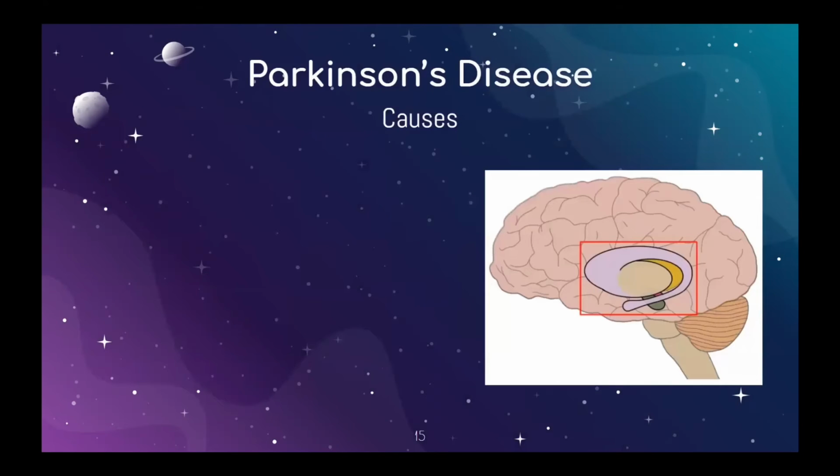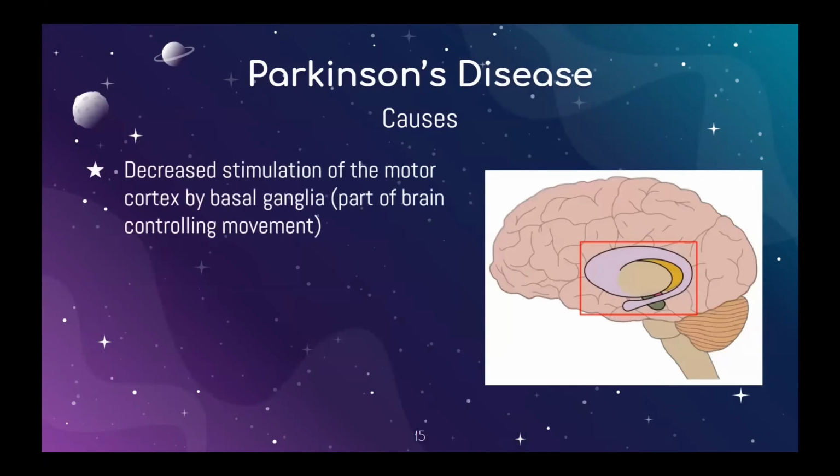Now let's consider the causes of Parkinson's disease. One cause of the disease is a decreased stimulation of the motor cortex by the basal ganglia. As you can see in the picture of the brain, the middle region is where the basal ganglia is located, and it is responsible for controlling movement. Think of the basal ganglia as one star in a constellation and the motor cortex as another star. When connected, they form constellations such as the Big Dipper, but if not, then the constellation goes away. Similarly, if the connection between the basal ganglia and the motor cortex is lost, then there is a loss of movement.